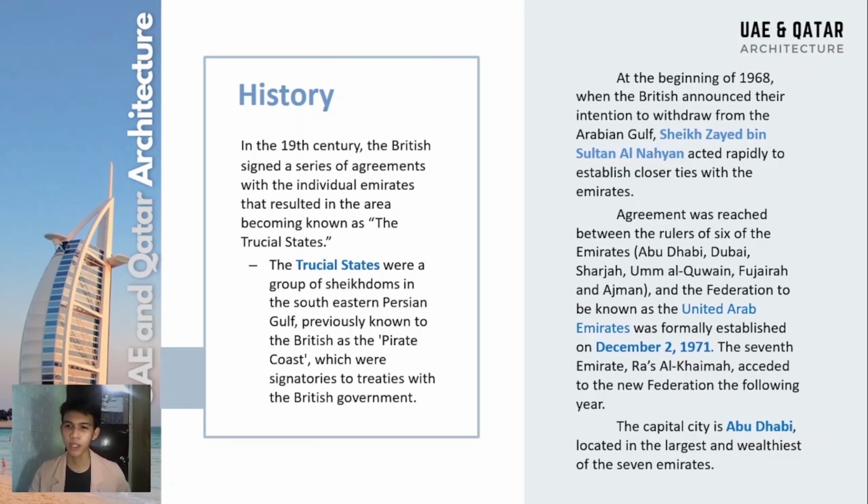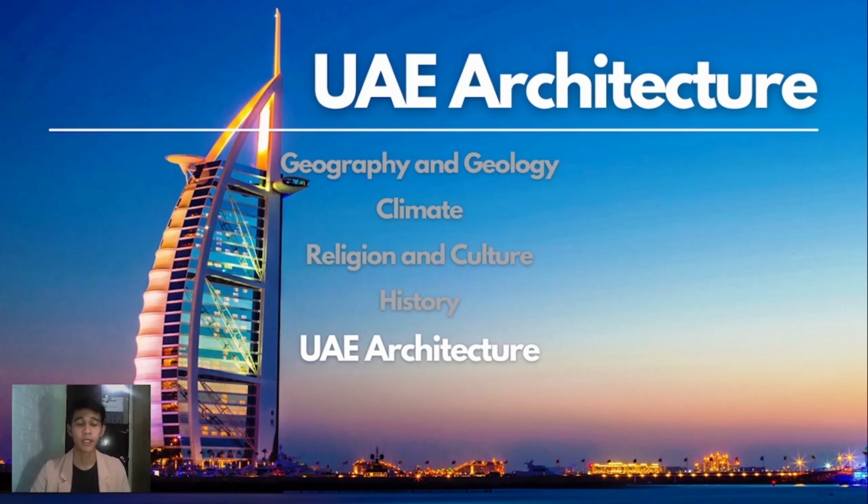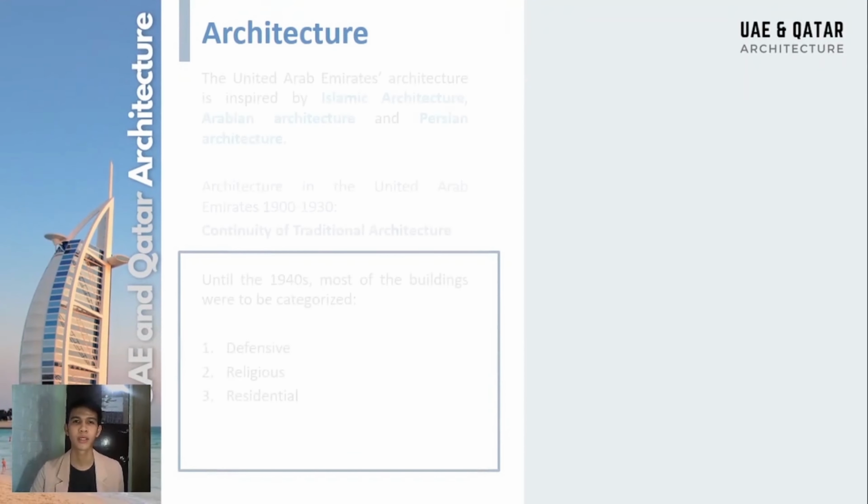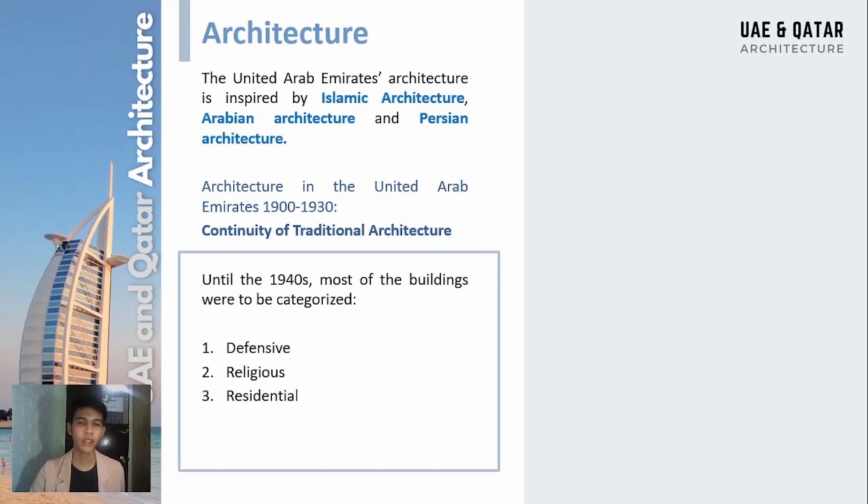Now, the capital city is Abu Dhabi, located in the largest and the wealthiest of the seven Emirates. Now we are going to talk about the architectural structures and buildings in the United Arab Emirates. The United Arab Emirates architecture is inspired by Islamic architecture, Arabian architecture, and Persian architecture.